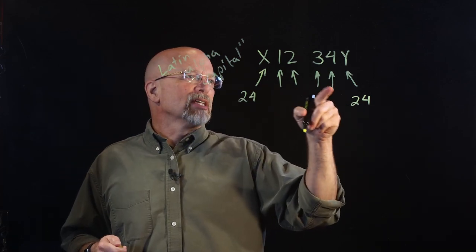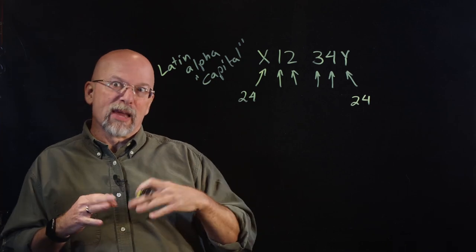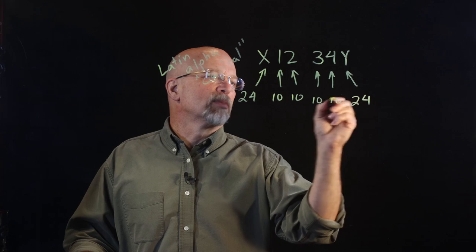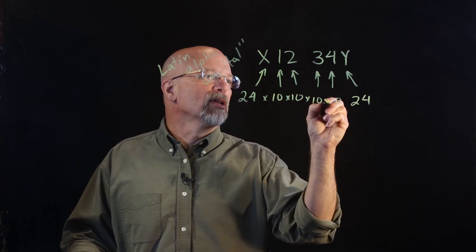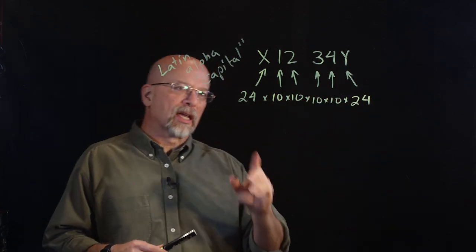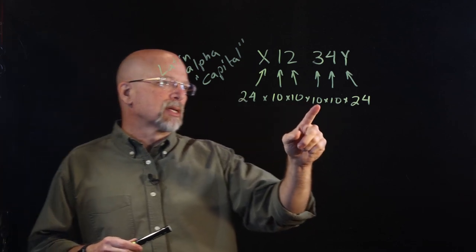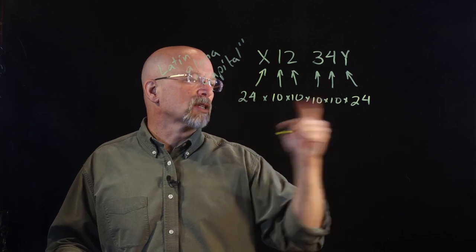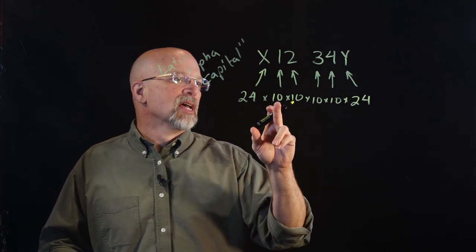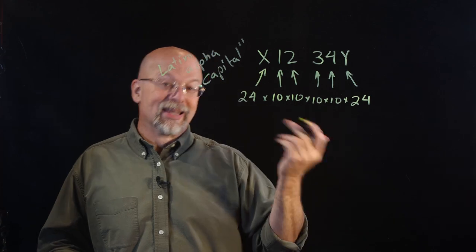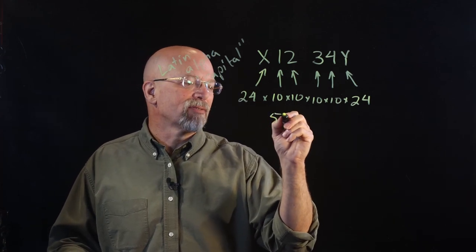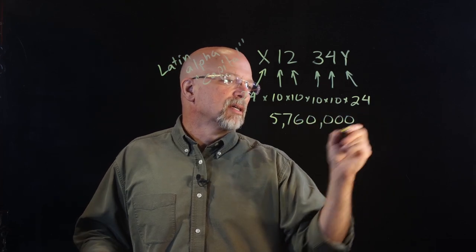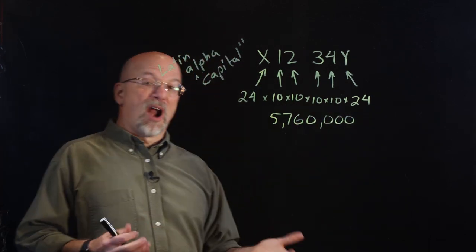And then for each one of these numeric decimal digits, we can have 0 through 9, right? So there's 10 for each one of these positions. And so the total number of possible license plates we can come up with is 24 times 10 times 10 times 10 times 10 times 24. And that is going to give us, well, 24 times 24 is 576, times 10,000. So you get 5,760,000 different combinations. Perhaps that's enough.